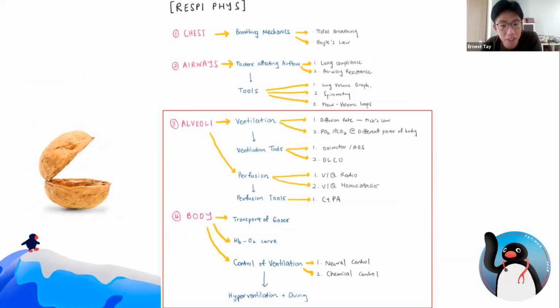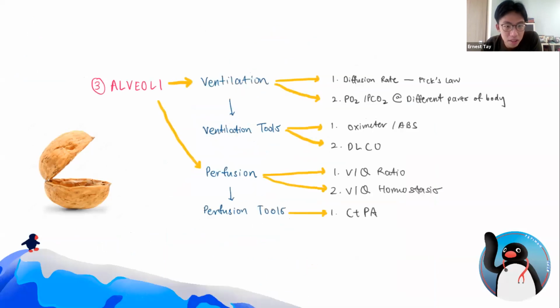All right, so we're just covering respiratory physiology, and today we'll be covering the alveoli and the body part of respiratory physiology. We'll cover the alveoli part first, in which there are two main segments: a ventilation part and a perfusion part. Under ventilation, there are tools that you can use to measure it, and under perfusion, there are tools that you can use to measure perfusion as well.